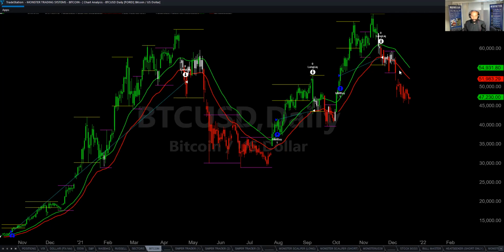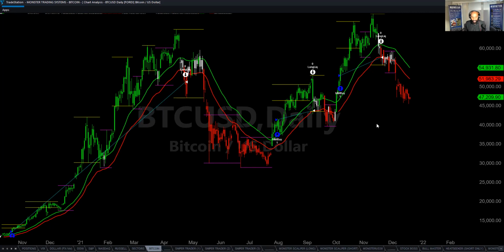So if you're in any other cryptos, just know that as Bitcoin goes lower, so will your other cryptos. So just be careful. It's definitely in the markdown phase, the declining phase, and it's apparent. We have no support line, so price could go lower.